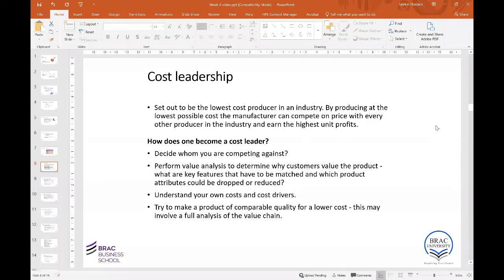So your only tool to battle with other competitors is cost. You're trying to make yourself distinct by being the lowest cost manufacturer, so you can offer your product at the cheapest possible price. Again, let's think about some brands that offer their products and are adopting the cost leadership approach. Sir, Walmart.